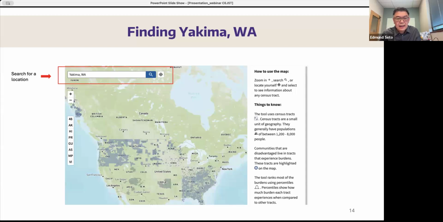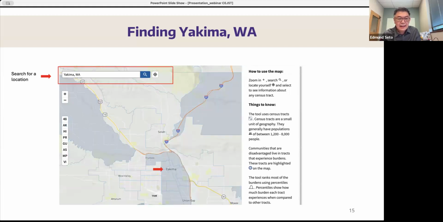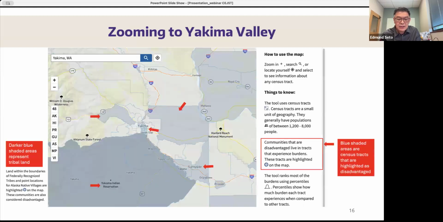Okay, so let's find Yakima. If I enter Yakima, Washington, it'll zoom into Yakima City. That's what happens when you hit the search bar. What I thought might be interesting is if we zoom out a little bit and take a look at the Yakima Valley as a whole. You can notice some different things. First off, some areas are in fact shaded blue, and these represent the areas of the valley that have been designated as disadvantaged.